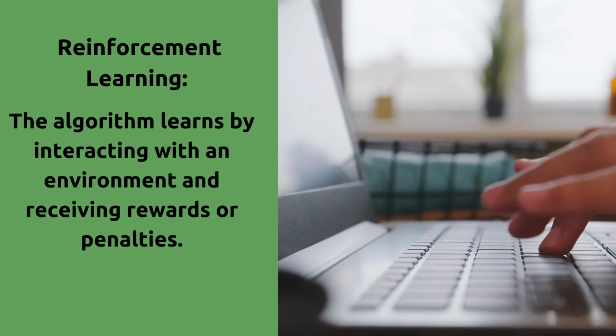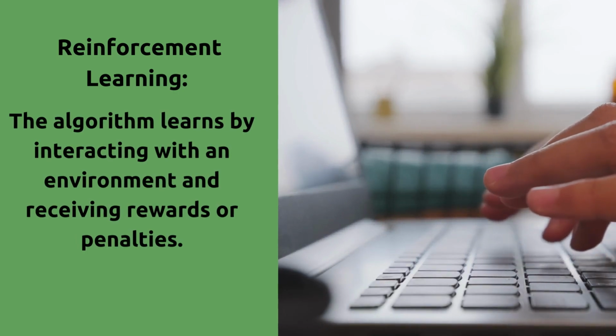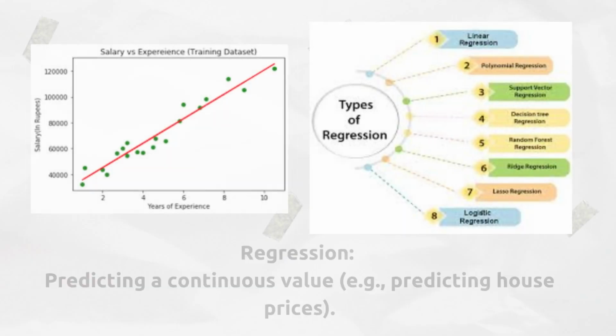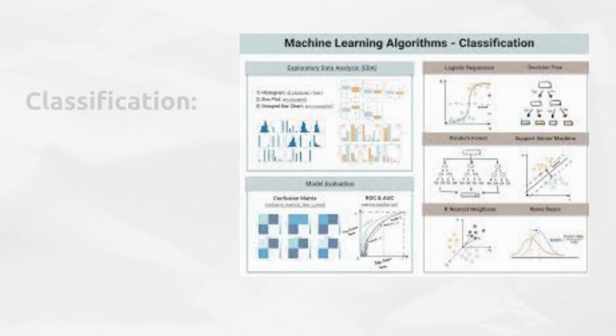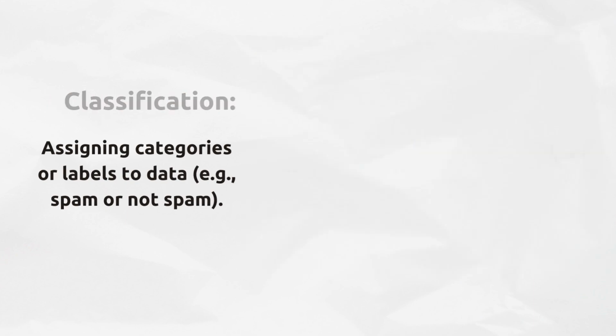Reinforcement learning. The algorithm learns by interacting with an environment and receiving rewards or penalties. Regression. Predicting a continuous value, for example, predicting house prices. Classification. Assigning categories or labels to data, for example, spam or not spam.